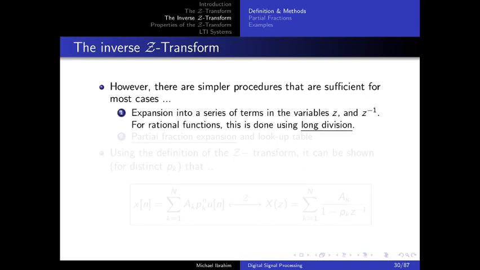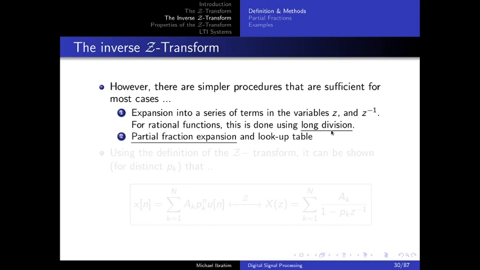First step, we can expand X of z as a series of terms in the variable z and z minus 1. In this case, we can do the inverse right away. The inverse of z minus 1 is delta of n minus 1, and the inverse of z is delta of n plus 1, and so on. In order to express X of z as a series of terms of this form, we can use long division, as we're going to see later on.